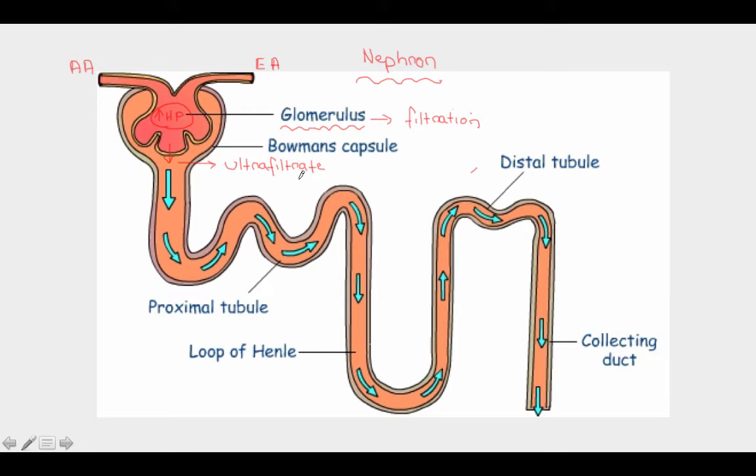And remember, we said that includes, from the blood, water, glucose, a bunch of electrolytes, and urea. And then the filtrate moves into the tubules.